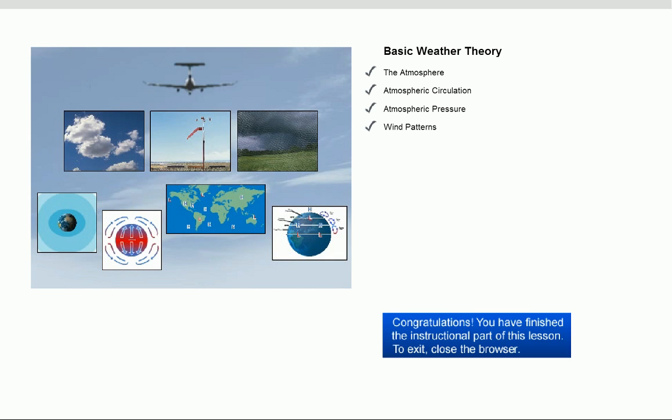In this lesson, you explore the following topics: the atmosphere, atmospheric circulation, atmospheric pressure, and wind patterns.